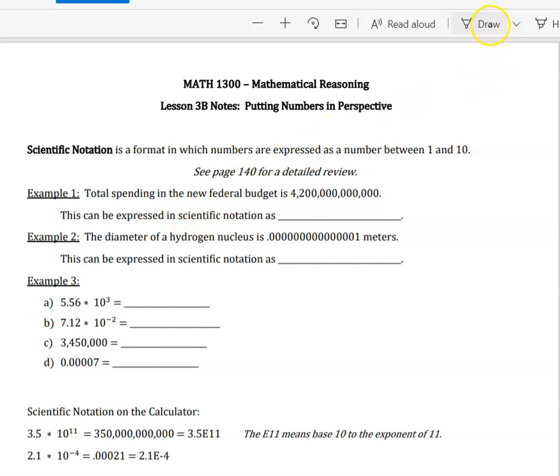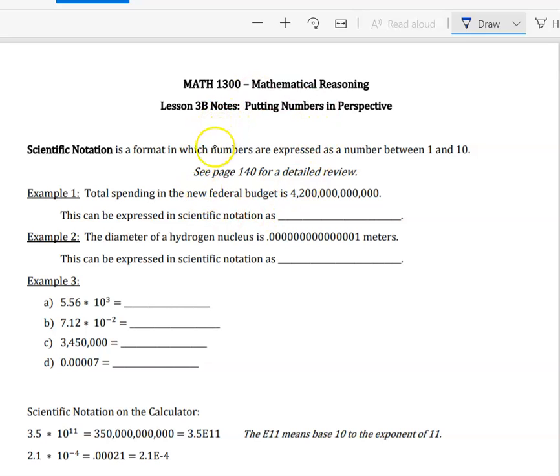Okay, so let's do a brief synopsis of Lesson 3B. We've already talked about the PowerPoint. We've talked about some other examples. So let's just put a cap on Lesson 3B.